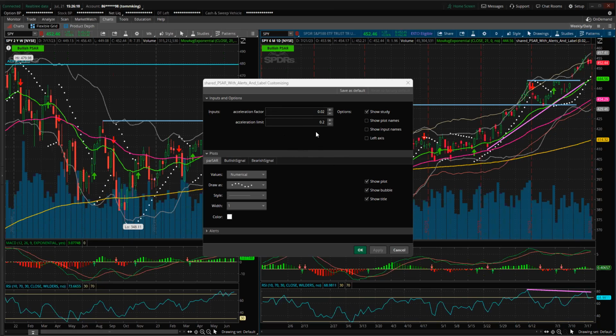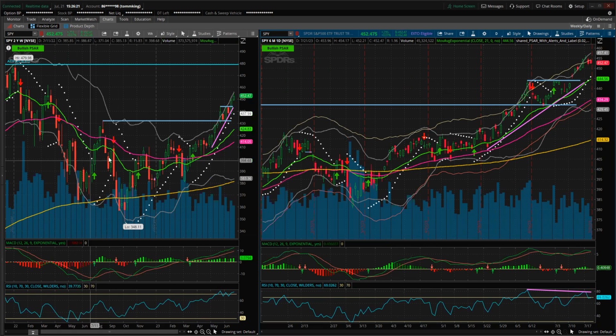And I'm using these particular inputs, so you can see the 0.02 on the acceleration and the 0.2 acceleration limit on the PSAR. So these white dots are telling you right now we're moving up, up, up, up, up, up, up. The farther away you get from the dots, the stronger that trend is. As the trend starts to fade a bit, you start to get closer to the dot. As soon as you touch the dot, you typically will see a reversal.